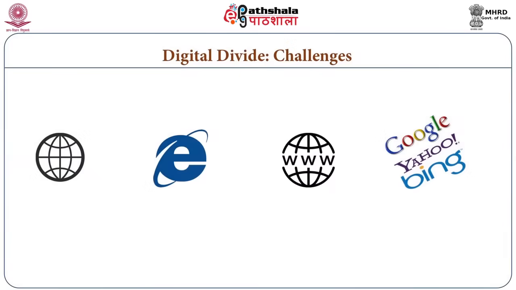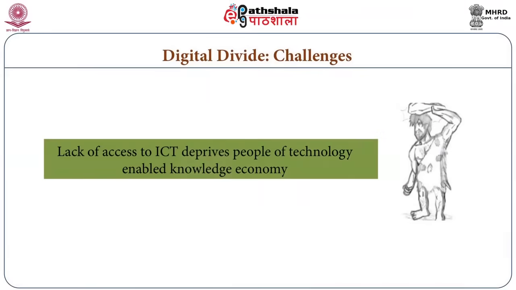Digital divide, then, is the divide between certain groups of people who have easy access to this large, vast amounts of information, so for example, access to the internet, access to the World Wide Web, to Google search engines, and so on, that bring immediately and quickly all kinds of information that was previously not available. So a divide between people who have access to this ICT and people who do not have access to this ICT. The lack of access to ICT deprives people of the technology-enabled resources for a knowledge economy.